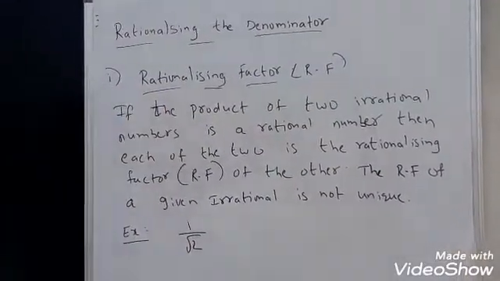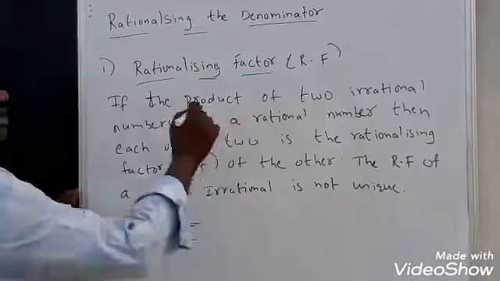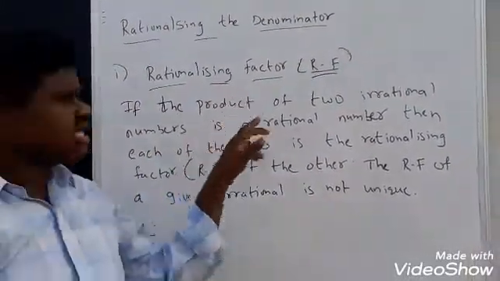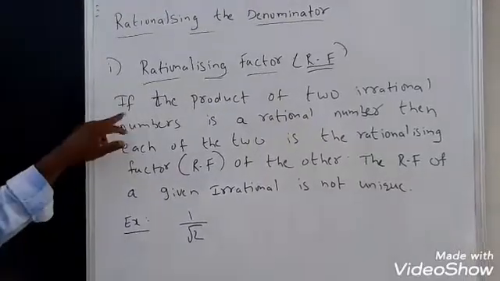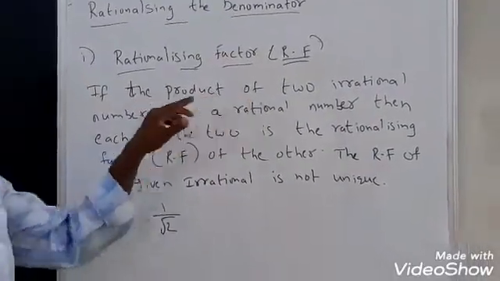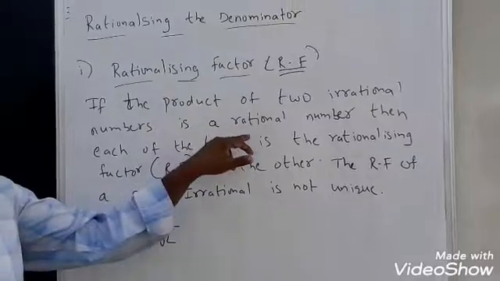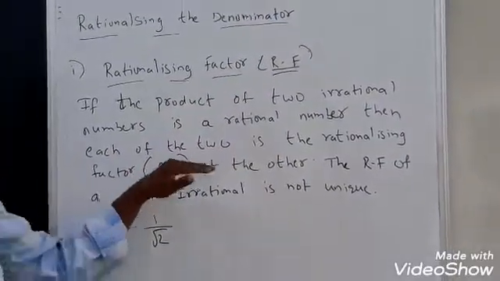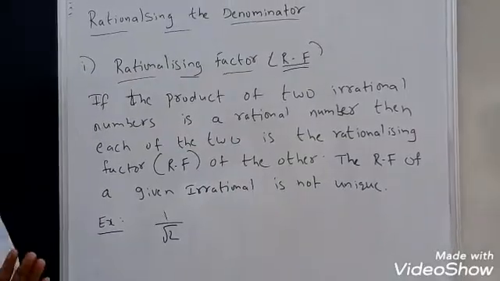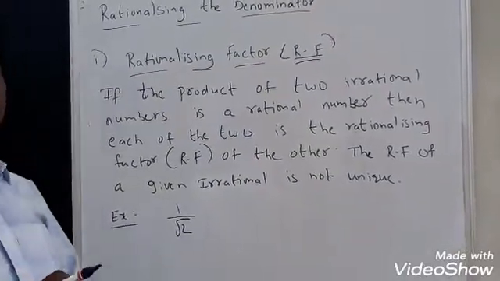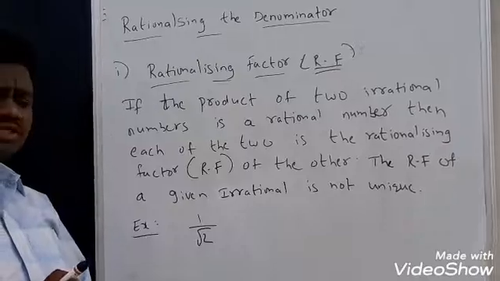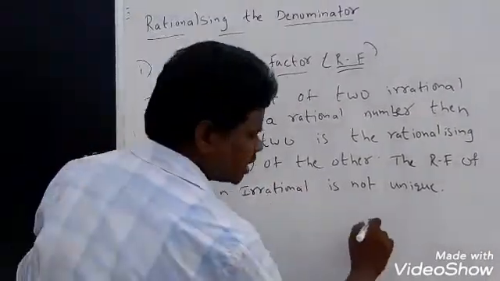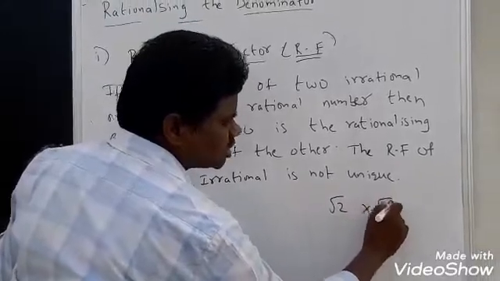Here I want to explain the rationalizing factor, simply termed as RF. The definition says, if the product of two irrational numbers is a rational number, then each of the two is the rationalizing factor of the other. So if you multiply two irrational numbers and get a rational number, then they are rationalizing factors of each other.